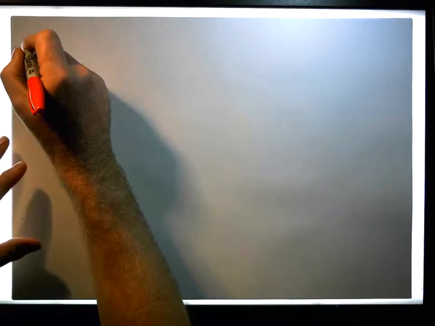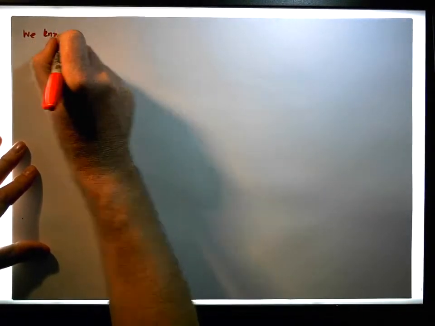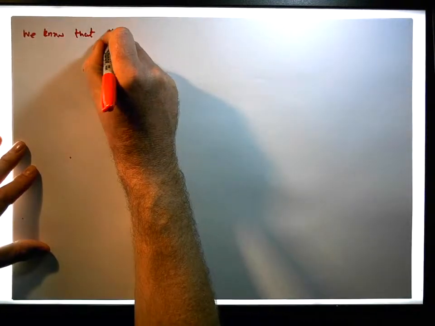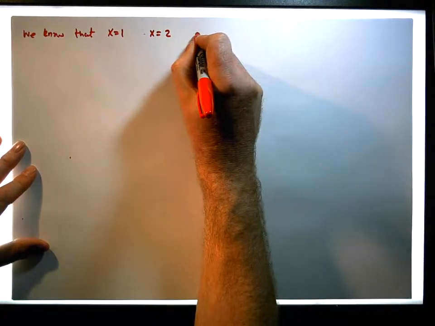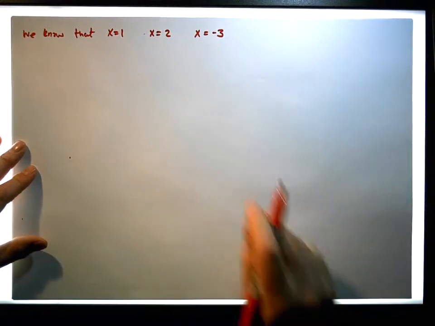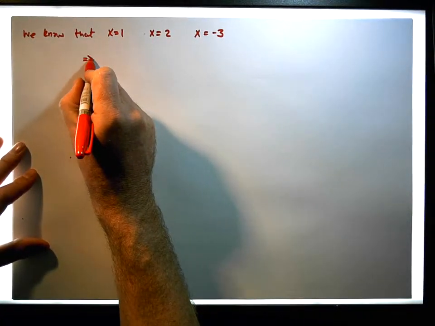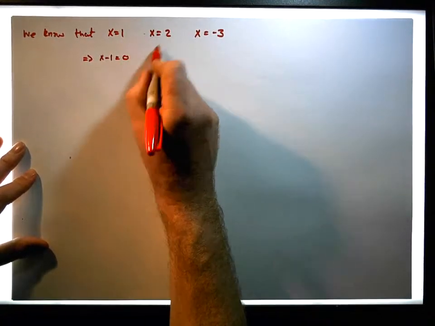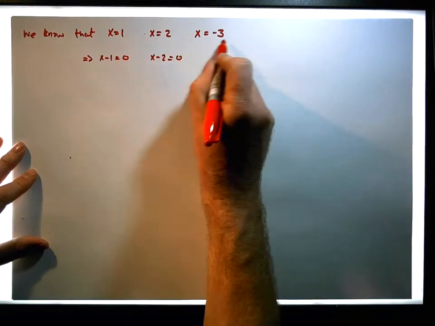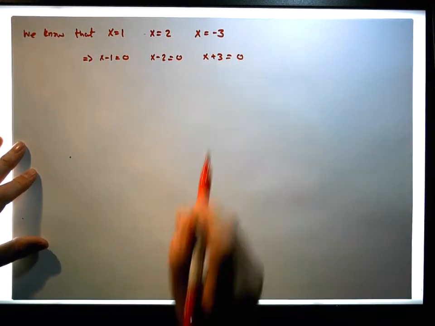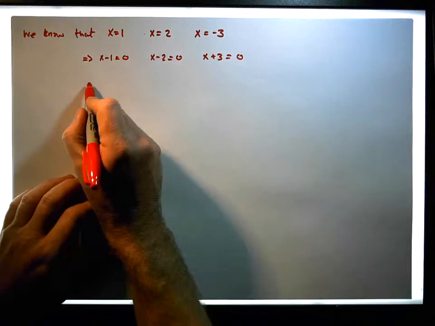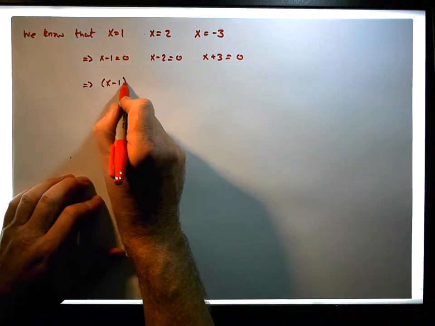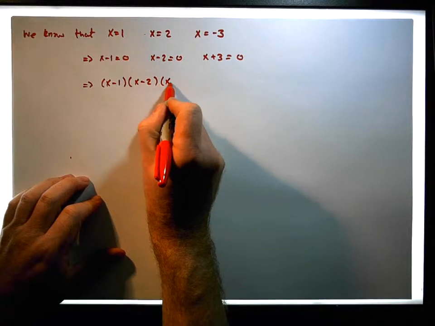We now know that x is equal to 1, x is equal to 2, and x is equal to minus 3 are roots. What does this imply? Well, this implies that x minus 1 is equal to 0, x minus 2 is equal to 0, and x plus 3 is equal to 0. So all of these three are equal to 0, which means that their product is going to be equal to 0.